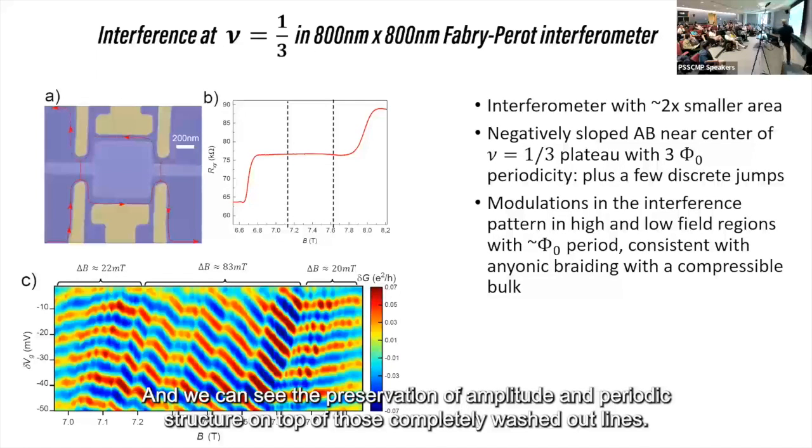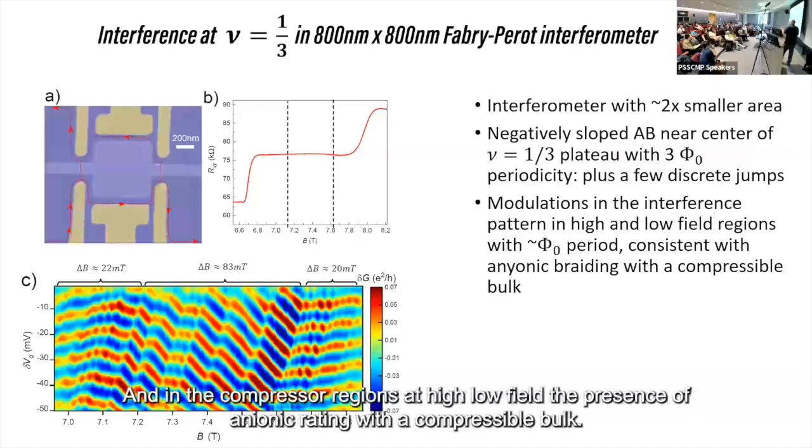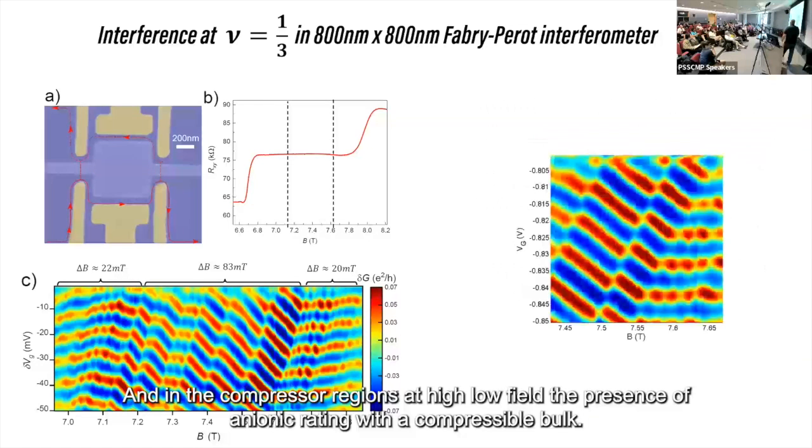And we can see the preservation of amplitude and periodic structure on top of those completely washed out lines. So this data, as I'll try to show you, is consistent with anyonic phase slips in the incompressible region and in the compressible regions at high and low field, the presence of anyonic braiding with a compressible bulk.